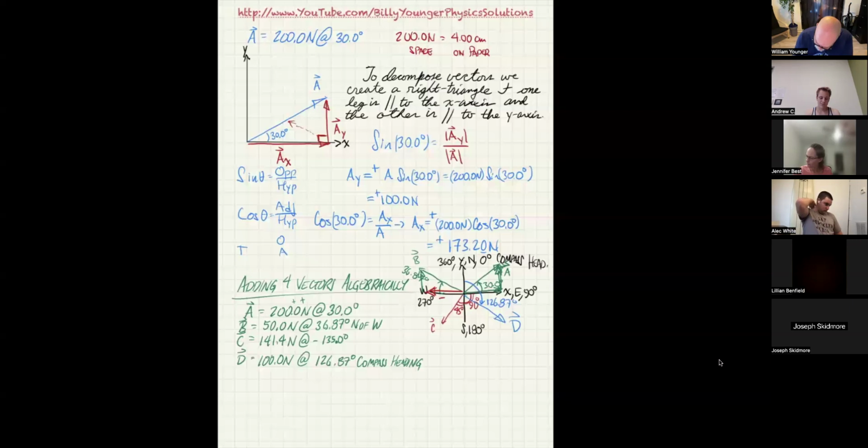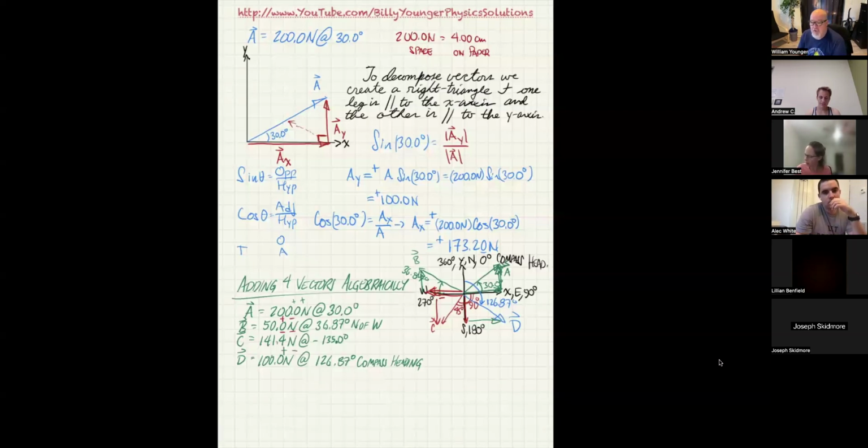So this guy has positive, negative. I think you can see that C has negative, negative. And I think you can see that D has a negative Y component and a positive X component. So I'm going to call this positive, negative.